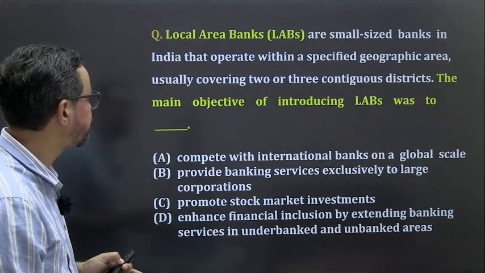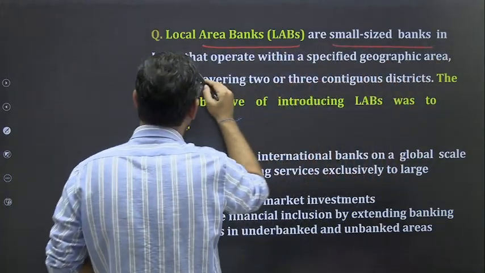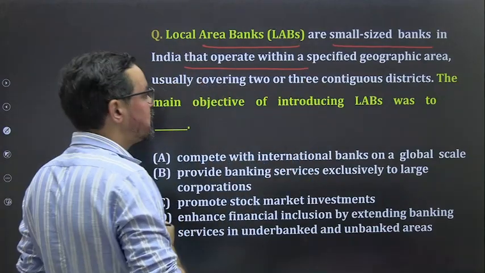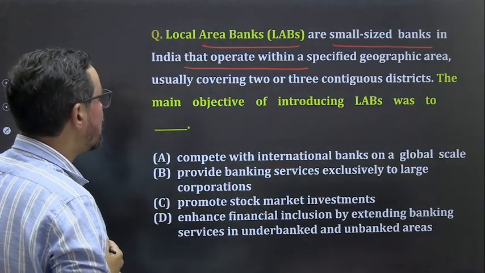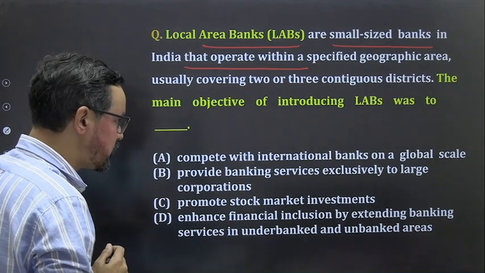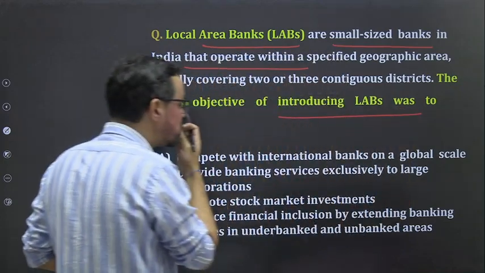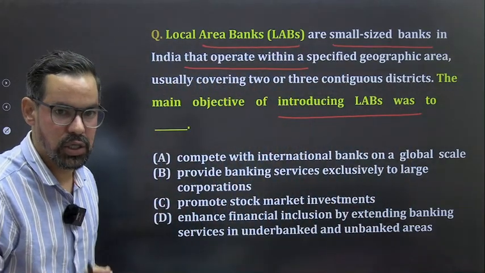Next one, guys. Local area banks are small size banks in India that operate within specified geographic areas, usually covering two or three contiguous districts. The main objective of introducing local area banks was basically to create the financial inclusion.